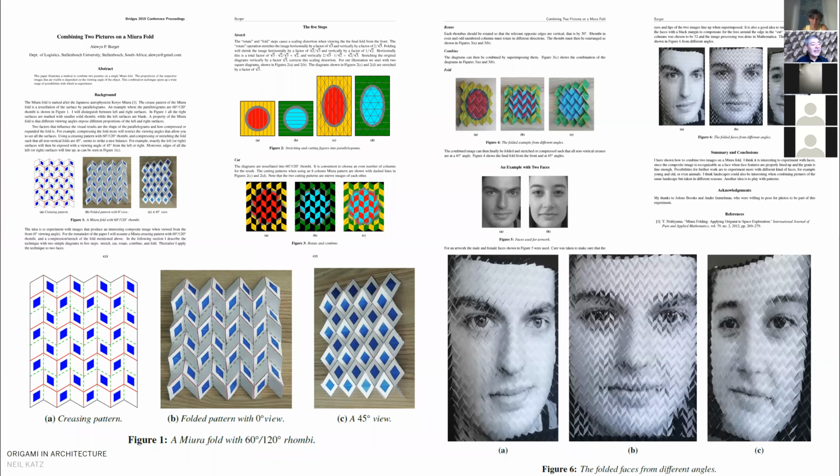And just recently, a paper was written using not just a simple corrugation, but using the Miura fold, which we talked about at the very beginning, to achieve a very similar effect. So the photograph is cut up into these diamond shapes and then put on alternating faces of this structure. When you look at it from one direction, you see one photograph, and from the other, you see the other.